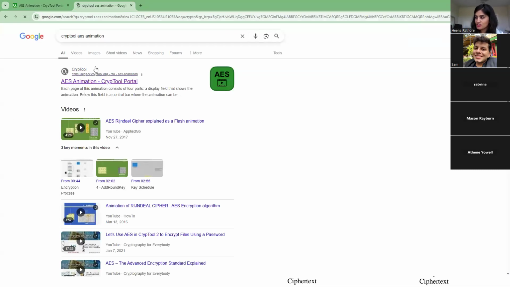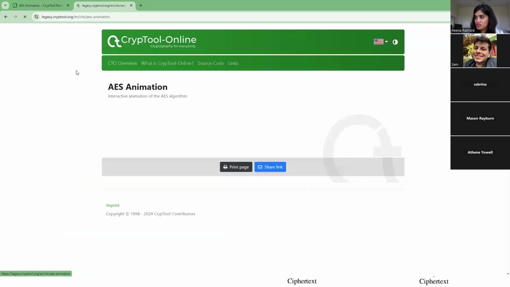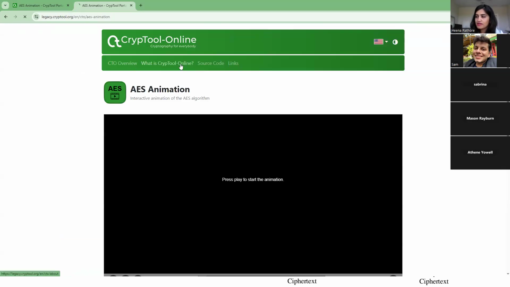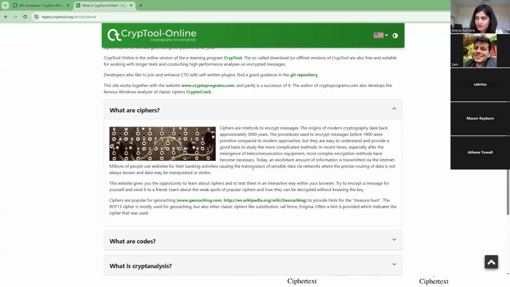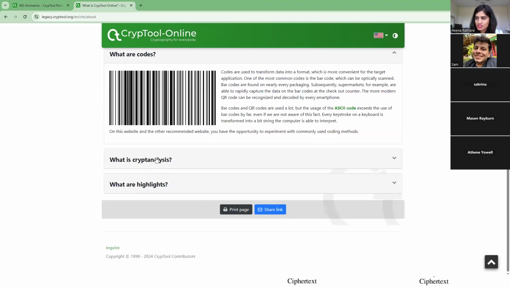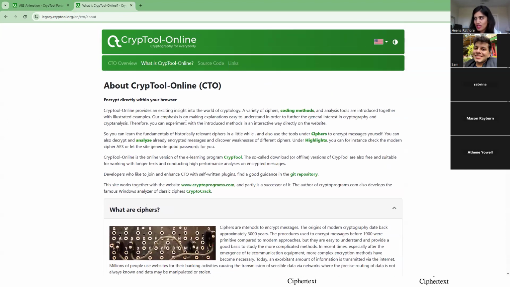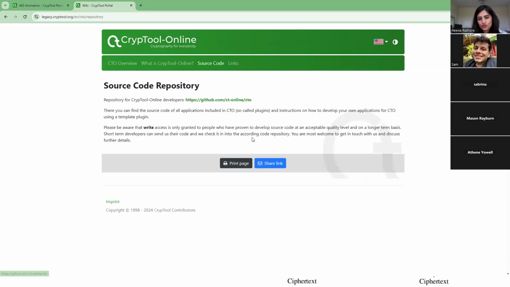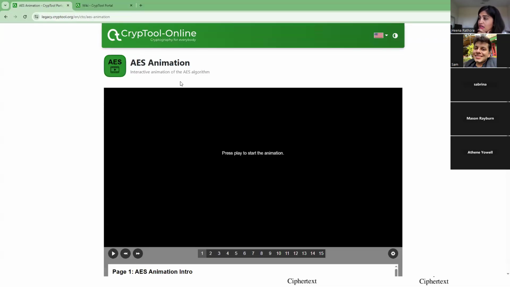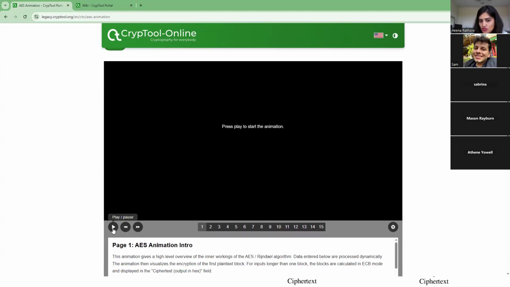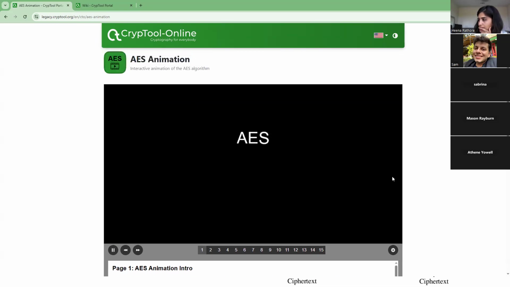AES animation, or just go to this website called CrypTool, you will find multiple ciphers and some of the code which is available. What is cryptanalysis and other topics, but they also have very good animations. They also have source code for some of the algorithms that you implement, but it's a very good website. So in order for you to understand this AES, I'll start this animation so that you can take a look. So here it is.